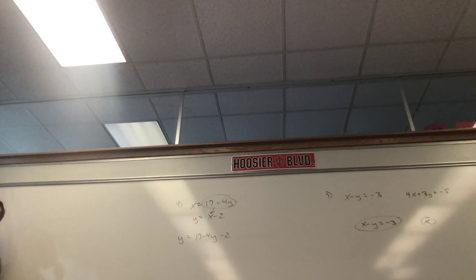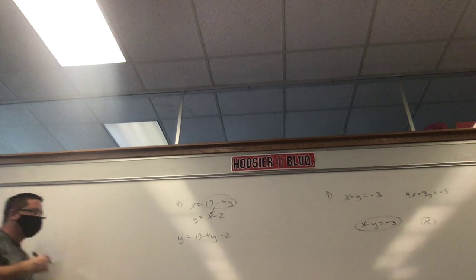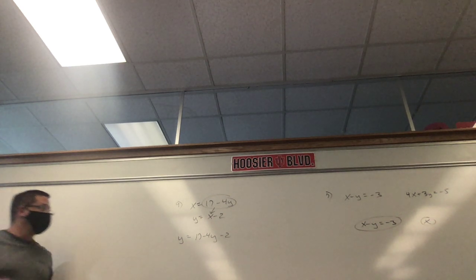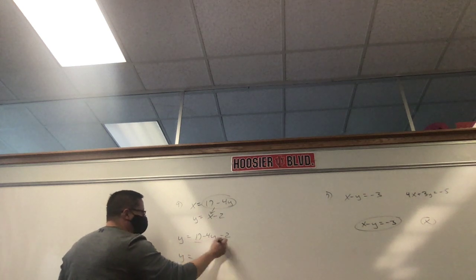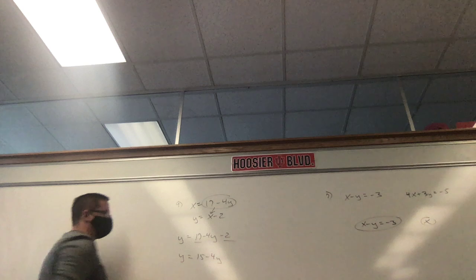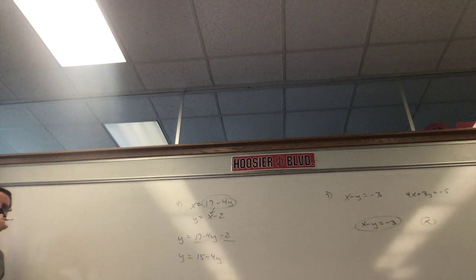Is that a solvable equation? Yes. How come? There's no x. What variable is it? y. That's solvable now. Clean this up a little bit. Can I simplify the left or the right-hand side? Careful, that's not 2, that's negative 2. So we have y equals what's 17 minus 2? 15. 15 minus 4y. Okay.